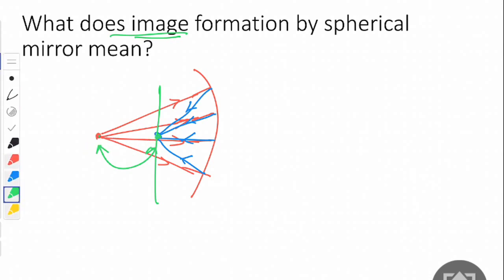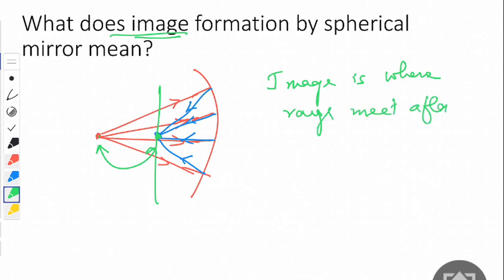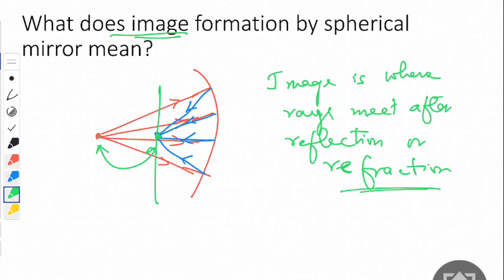So the core idea is, image is where rays meet after reflection or refraction. Refraction is when we talk about lenses, it will come later, but the concept is the same. So image is where the rays meet after reflection or refraction. This is a quick recap. I will now start using these concepts, and you have to make sure that you have understood this. This is very core to it.